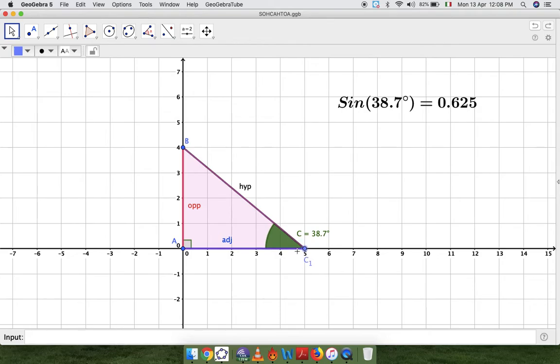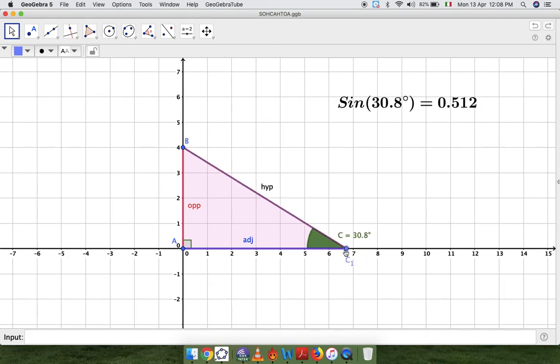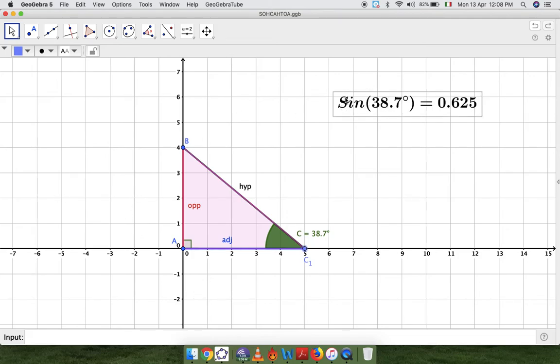Okay. When this length is 5, that increases the angle. The angle is now 38.7 degrees. It's a little bit steeper, right? Before it was at 21.8 degrees, but as I bring it in, it gets larger, obviously, and it gets to 38.7 degrees, okay? So what does that say now? Now the sine of 38.7 degrees, what the heck does that even mean?